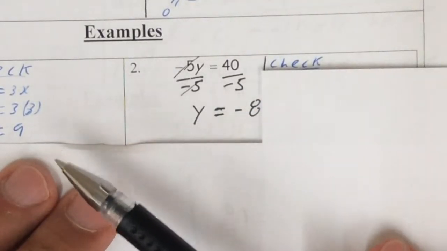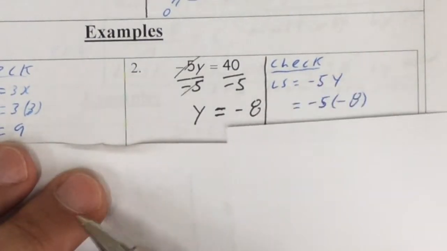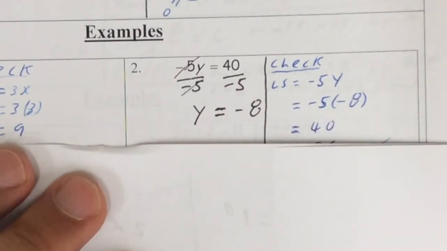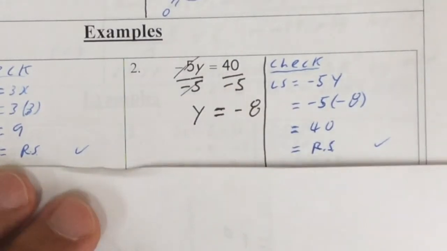Let's do a check for this. Left side is negative 5y. Plug in the negative 8. Negative 5 times negative 8 is 40, and that is the right side of that equation, 40.